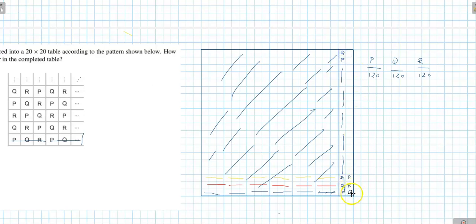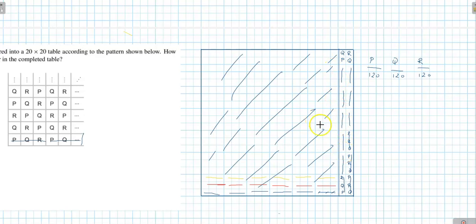Okay, let's continue from here. QRP, so it's going to continue like this. QRP, QRP, and then it will continue like this. QRP, QRP, QRP, QRP, QRP, and QR.